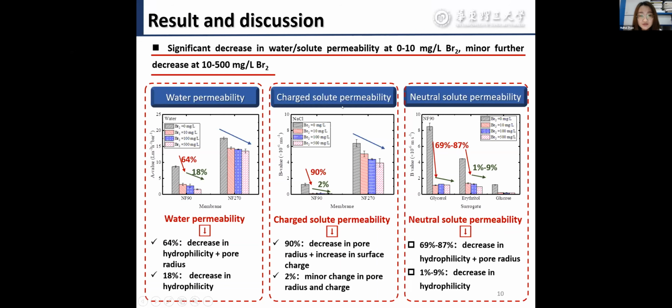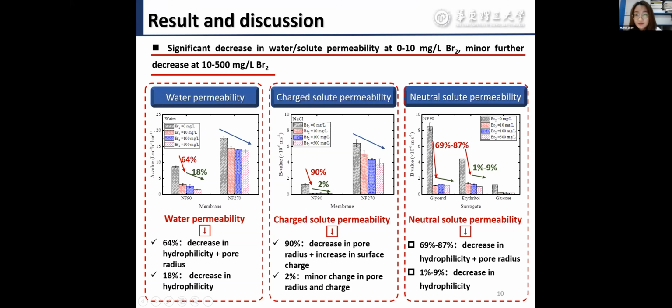As for the charged solute permeability, it was decreased by 90% when exposed to 10 ppm bromine and only 2% under 500 ppm bromine. The significant decrease resulted from the significant decrease in pore radius and increase in surface charge, resulting in enhanced charge repulsion. And the minor decrease resulted from the minor change in pore radius and charge.